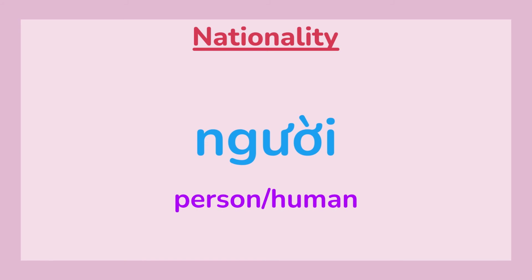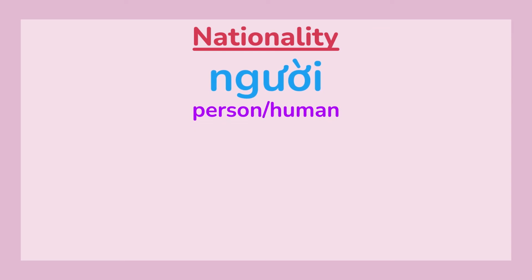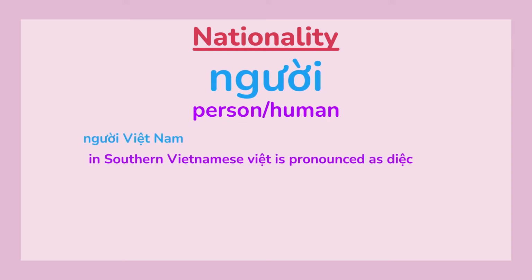Now combine this word with the name of a nation. For example, người Việt Nam. This is what we say for Vietnamese person in Vietnamese, literally person of Vietnam. You might notice that the word order in Vietnamese is opposite to that in English. Yeah, because in Vietnamese, noun modifiers are postpositive, which means the modifier of a noun always stands after that noun.